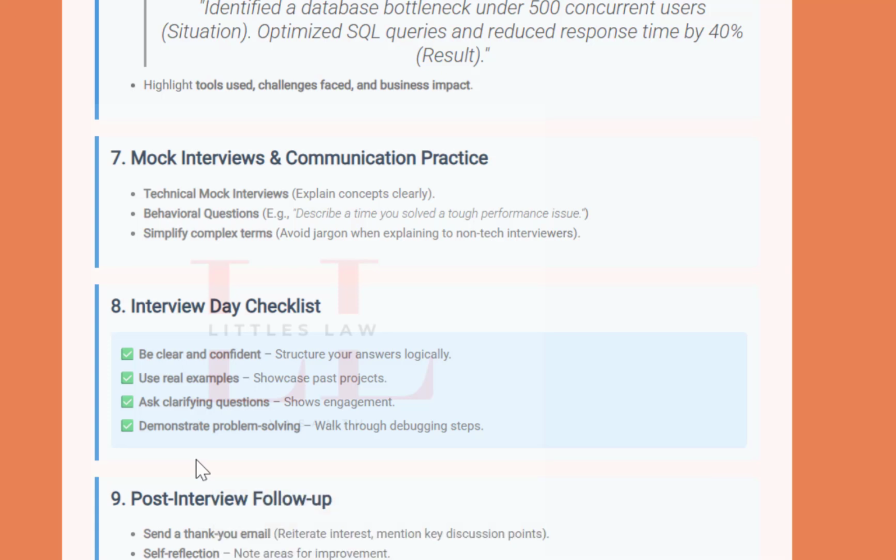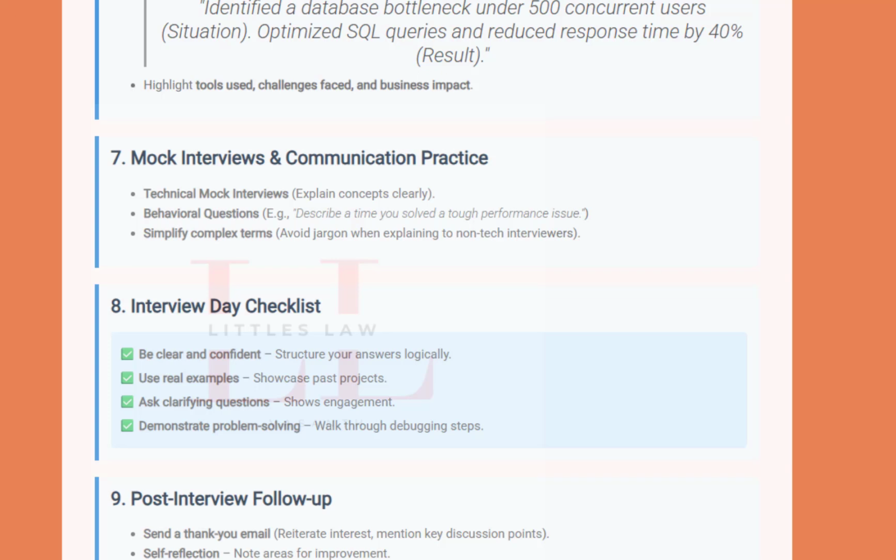Prepare a brief self-introduction where you can highlight your most relevant experience. Have a few STAR stories ready. Don't expect them to ask you, so you have to prepare for that. Keep something ready with you, especially for project challenges and successes. And practice active listening. Don't rush to answer. Think, then respond. Bring questions for interviewers. For example, ask about the team's current performance challenges.